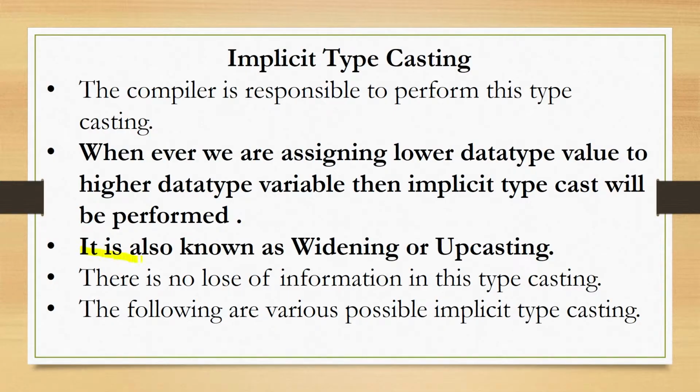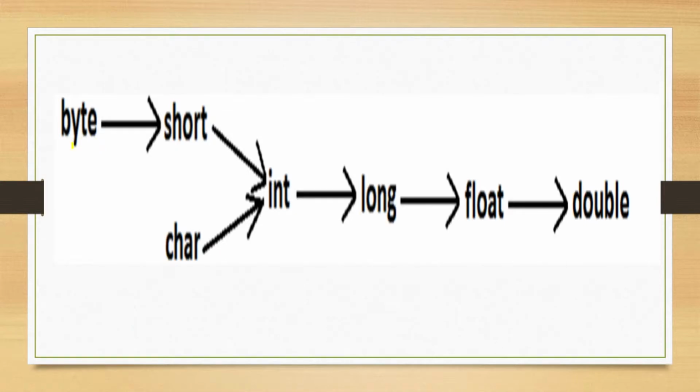So there is no loss of information in widening conversion. So there is no loss of information in this type of typecasting. So now here are the possible widening conversions. Here we have byte that can be converted into short automatically. Then we have short and char. These two can be converted into int. Then we have int that can be converted into long. Then long can be converted into float, and float can be converted into double.